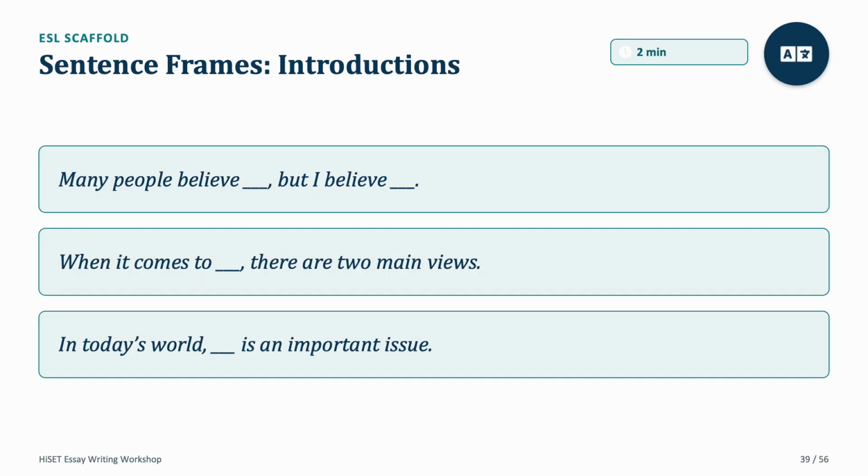If you're not sure how to begin, you can always use one of these sentence frames. For instance, many people believe, and what do they believe? But I believe, what do you believe? Or when it comes to, then there are two main views. Or in today's world is an important issue. Okay, so choose one of these if you're having trouble starting.